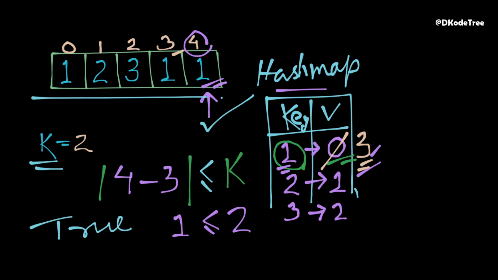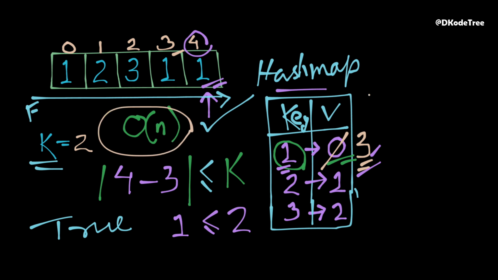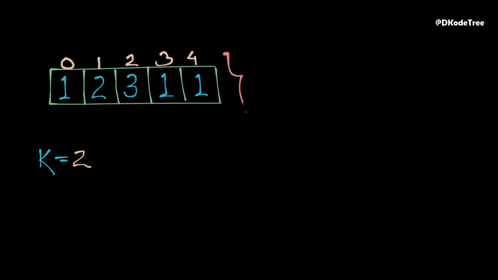And if we go through the entire list and do not find any nearby duplicates, in that case we return false. This approach takes O of n time since we scan the list only once, and O of n space, as in the worst case all the elements can be unique and may go inside our hash map. But there is a better solution to this problem, one that improves the space complexity.